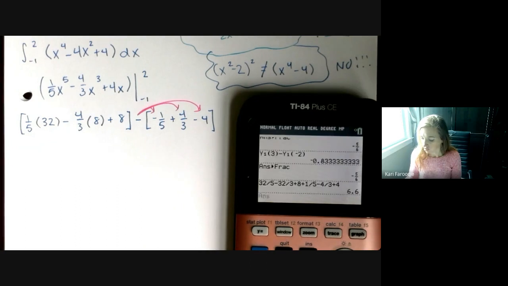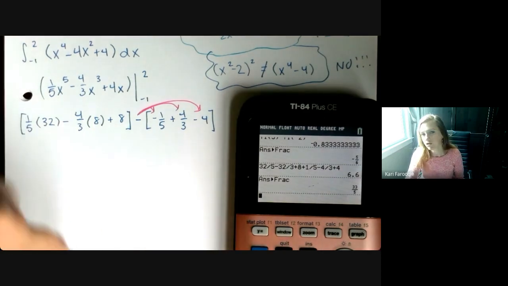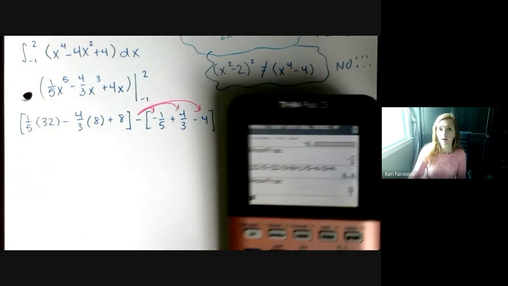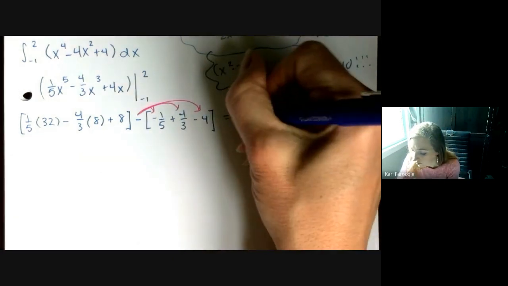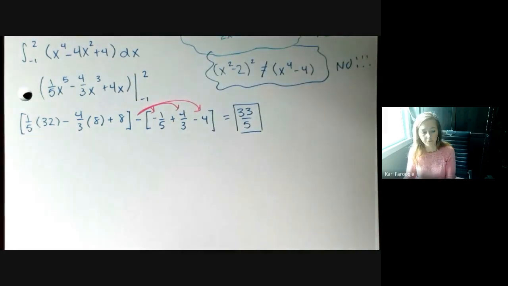Math, enter, enter, and you get 33/5. Now, technically 6.6 is an exact answer. It's not like you have to round it. So 6.6 would be okay in this situation. In general, I'd like for you to get into the habit of writing these as fractions. So this one is 33/5. Okay.